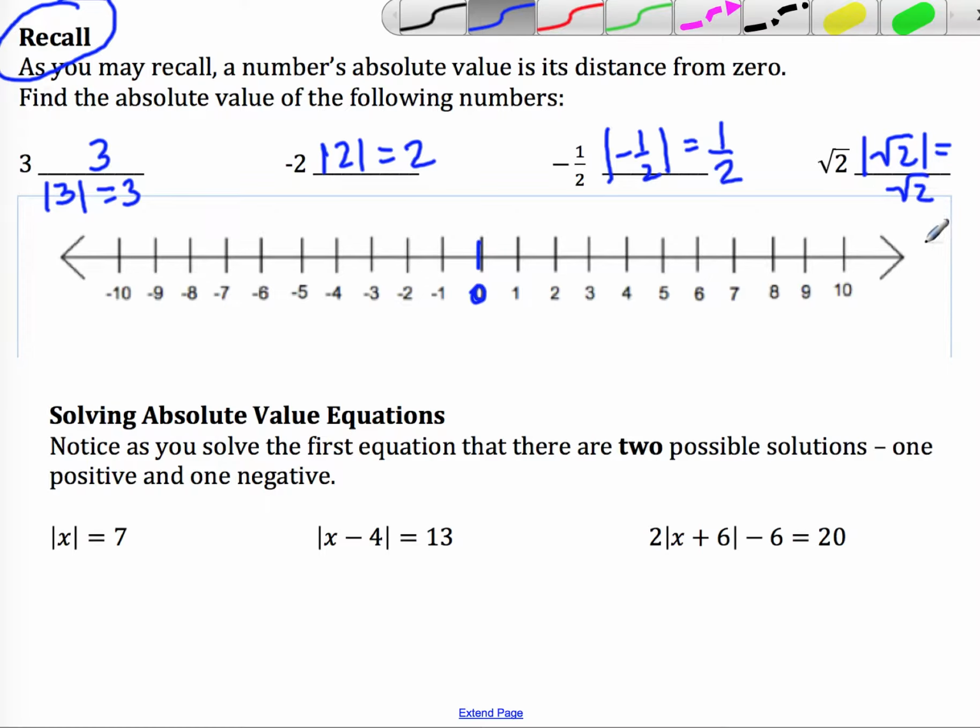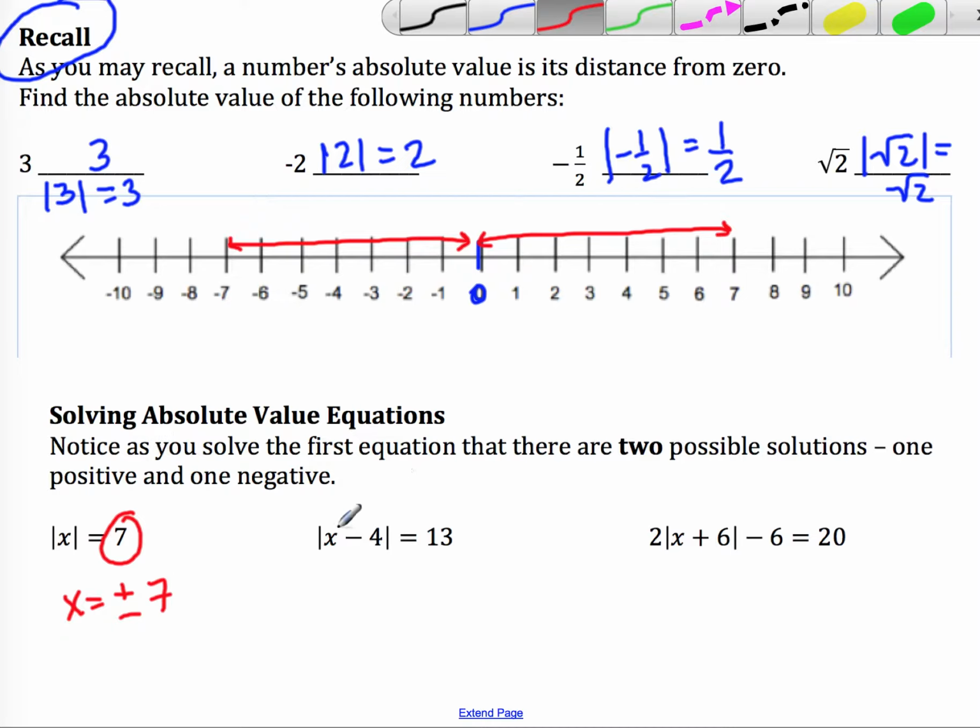We can do the same thing now with equations or expressions that involve variables. So if we have the absolute value of x equals 7, we're looking for what values have a distance of 7 from zero on your number line. We can look 7 units this direction or 7 units this direction. So x can be either plus or minus 7. So we get 2 solutions.